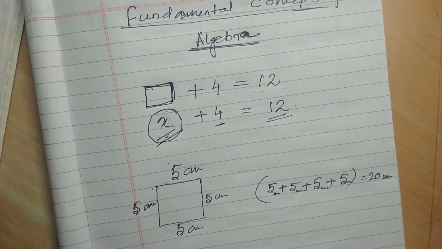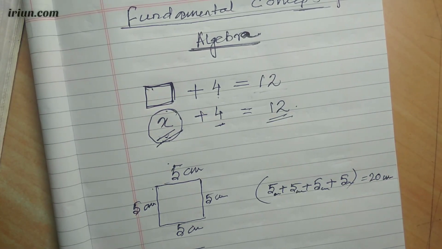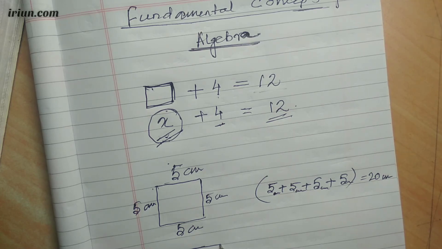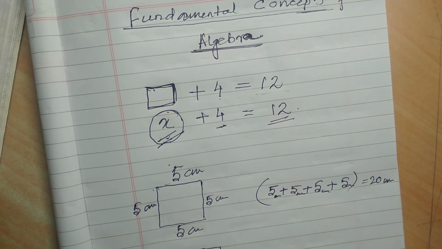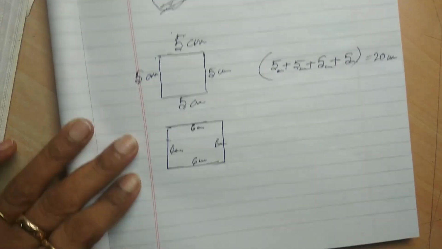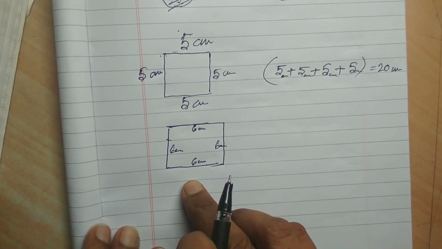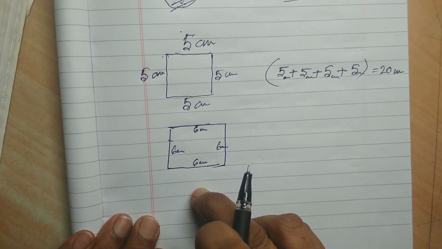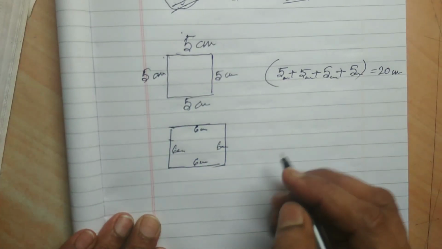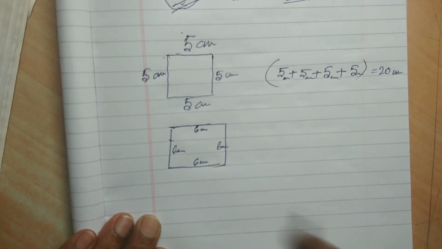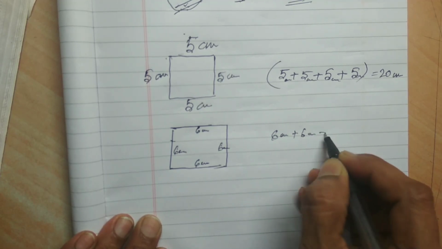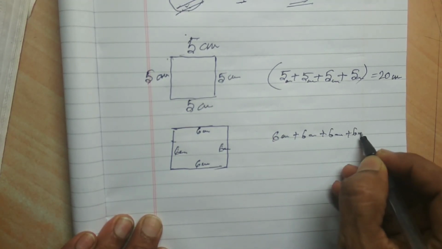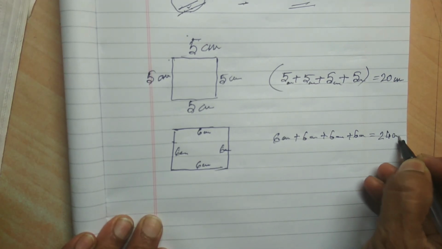Next, suppose another square is there, a little bit bigger. Each side is 6 centimeter. Now I am asking you, what is the perimeter of this square, the total length of the boundary? That is 6 centimeter plus 6 centimeter plus 6 centimeter plus 6 centimeter, which is equal to 24 centimeter.